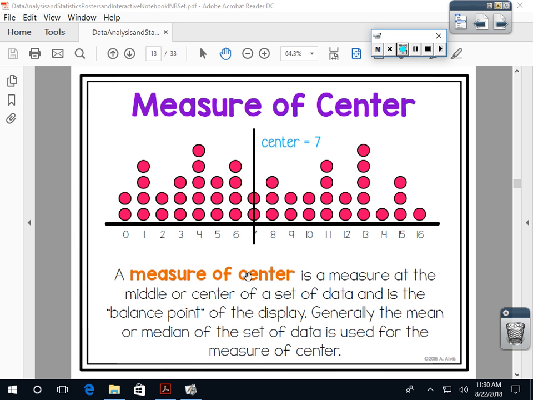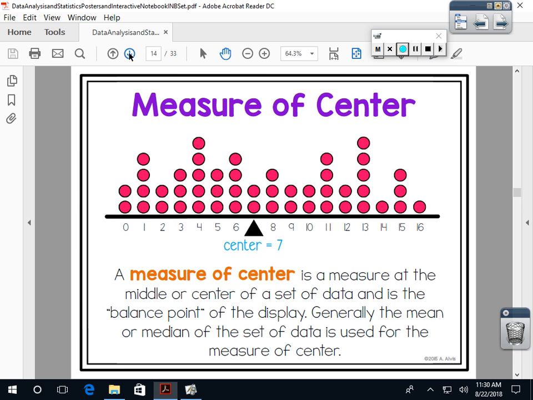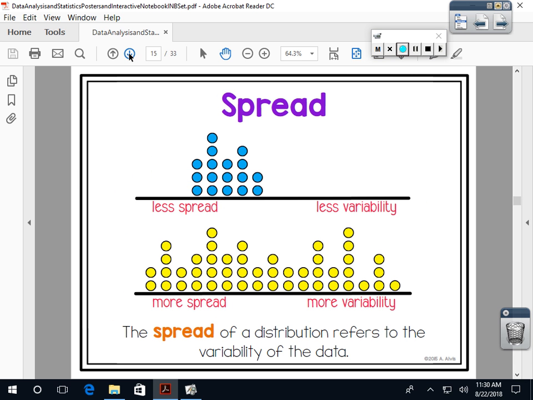Okay, and we're going to talk about what I mean by skew in a second. That's what we're about to talk about. Okay, so now let's talk about spread first. So under the spread flap, you're just going to write that short definition. The spread of a distribution refers to the variability of the data.